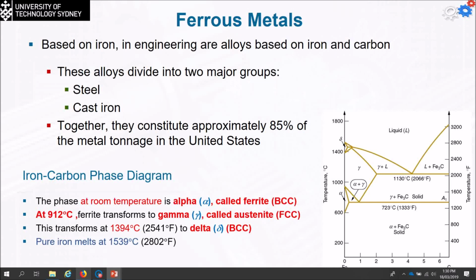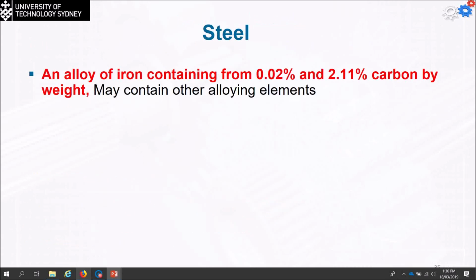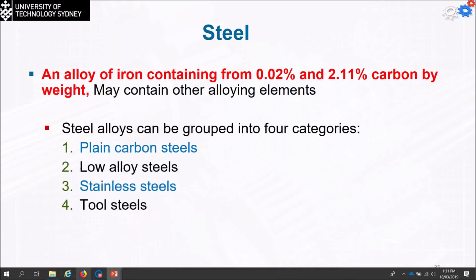Steel is an alloy of iron which contains between 0.02% up to 2.11% carbon by weight. That means for every 1 ton, we're going to have something like 20 kilograms up to 21 kilograms of carbon. It may also contain other alloying elements to improve the properties of the steel. Steel alloys can be grouped into 4 categories: plain carbon steel, low alloy steel, stainless steel, and tool steels.